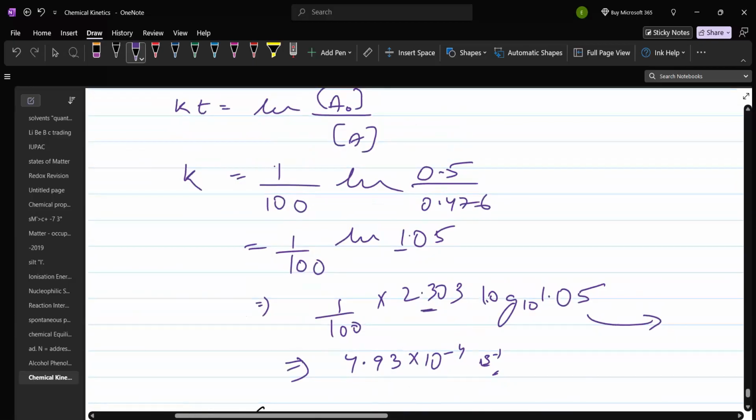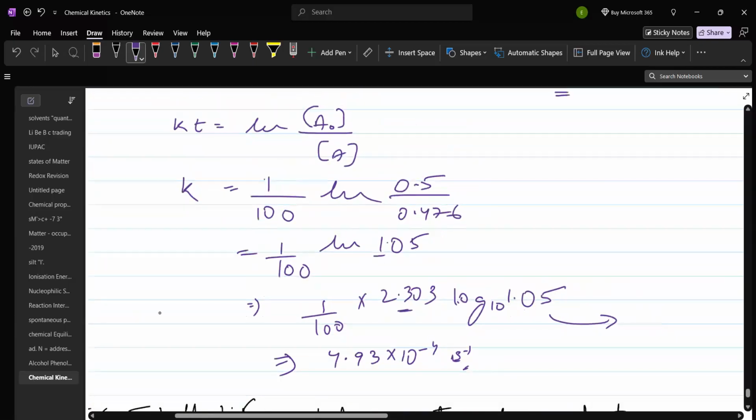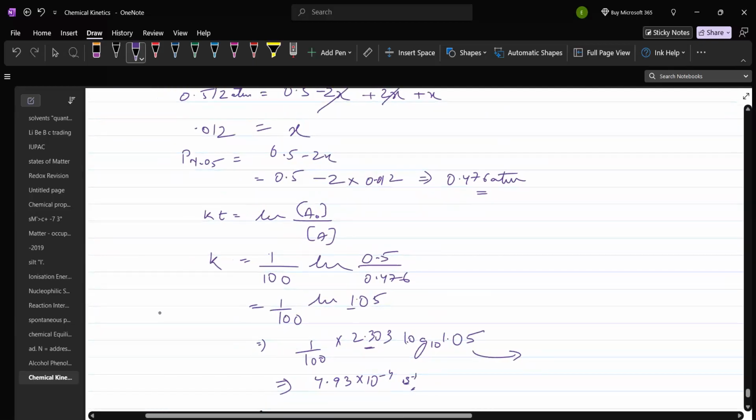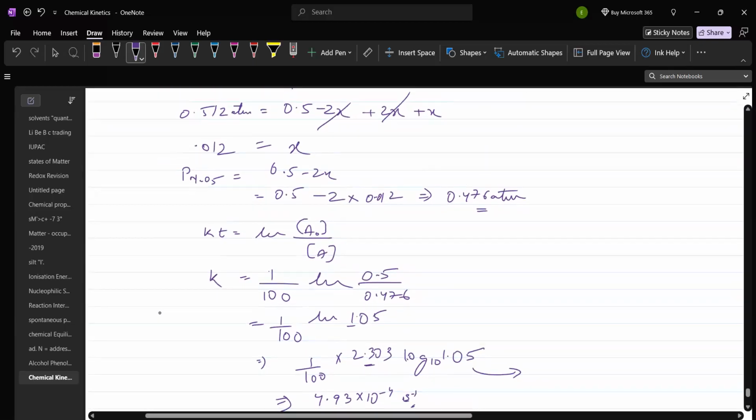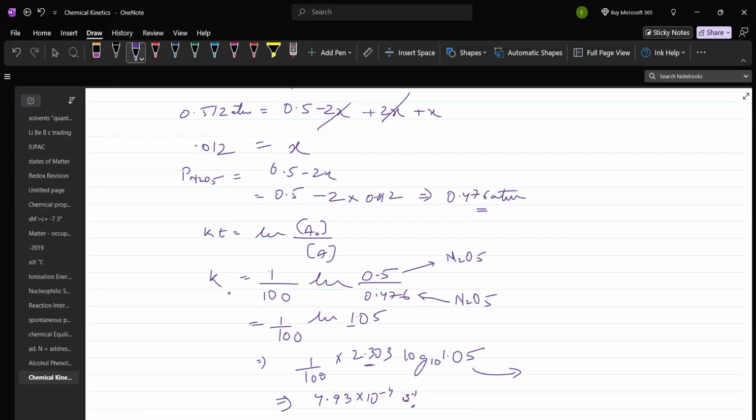So have you understood each and every step, or shall I repeat? We have taken 0.476 because the pressure of N2O5 was initially 0.5. After we solved for x, we got the pressure of N2O5 after 100 seconds as 0.476. And then we just applied the formula and got the answer for this k. Got it, everyone?